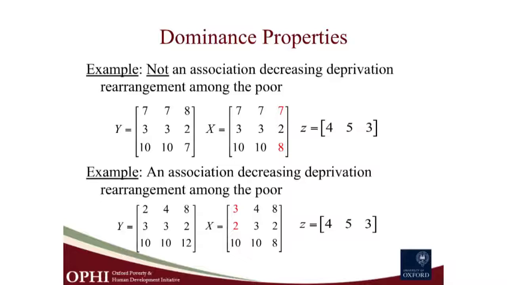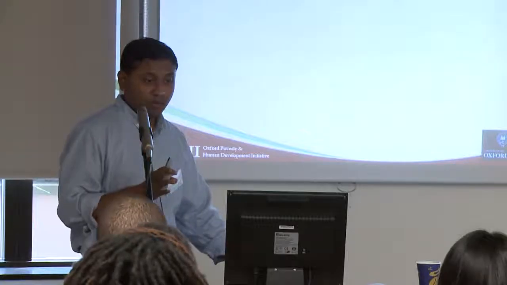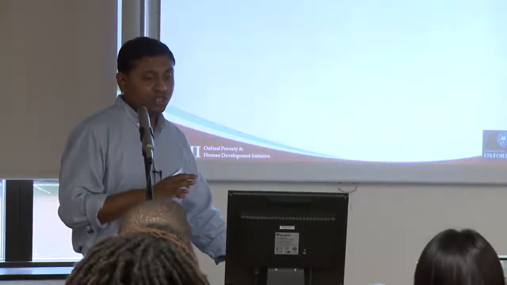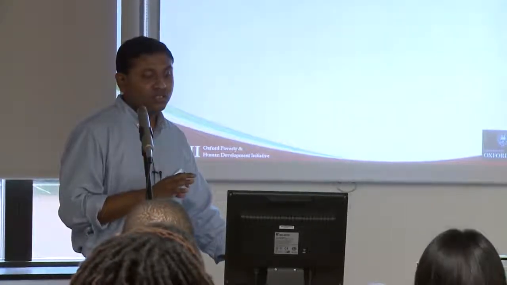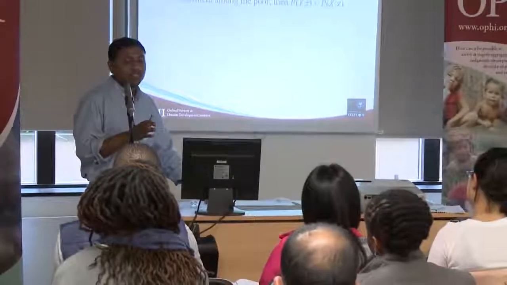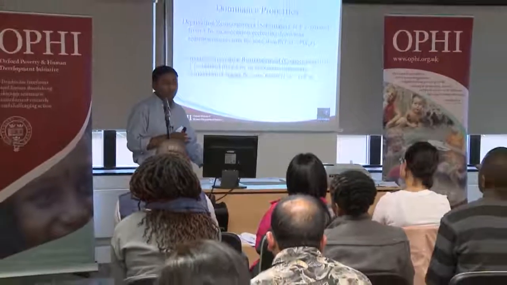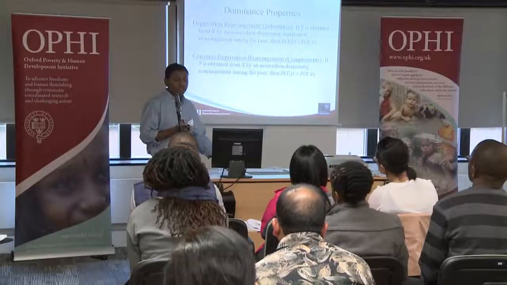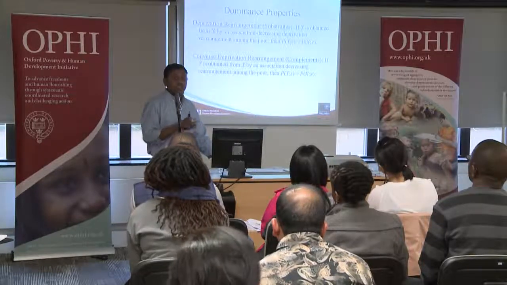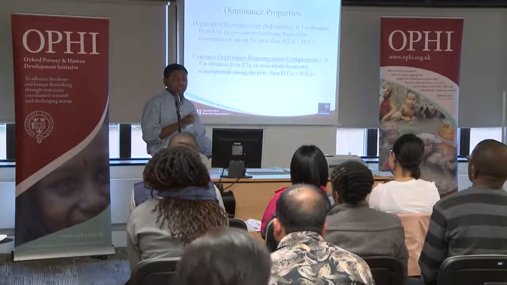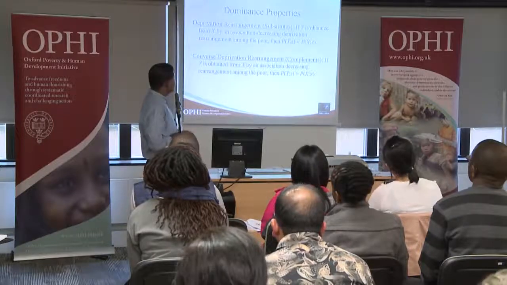However, theoretically we have to define the properties assuming substitutability and complementarity. And we call it deprivation rearrangement for substitutes. If y is obtained from x by an association decreasing deprivation rearrangement, then you have poverty going down. Converse deprivation rearrangement, which is the case for complements, is the other way around. So these two properties are based on this assumption of substitutability and complementarity.